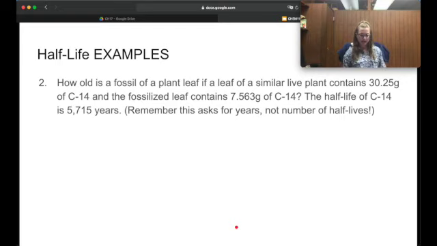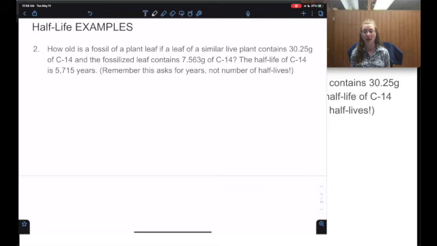Example number 2 asks us, how old is a fossil of a plant leaf if a leaf of a similar live plant contains 30.25 grams of C14 and the fossilized leaf contains 7.563 grams of carbon-14. And it reminds us that the half-life of carbon-14 is 5,715 years. And remember, this asks us in the end for a number of years, not a number of half-lives. So we have to make sure we get to years in the end, and we're not just reporting that number n of half-lives. So again, first and foremost, as always, let's figure out what we're given.